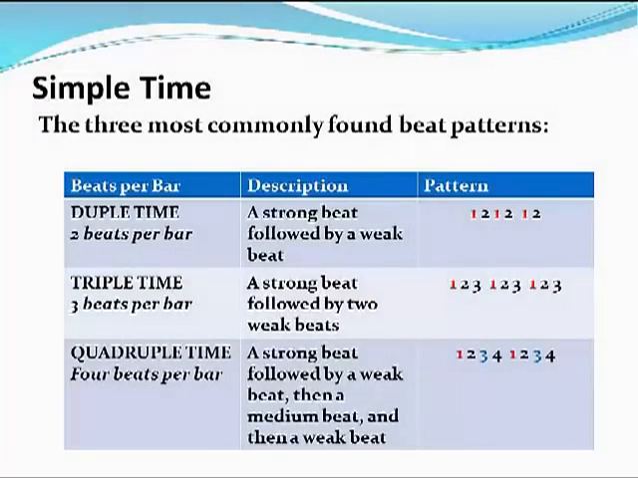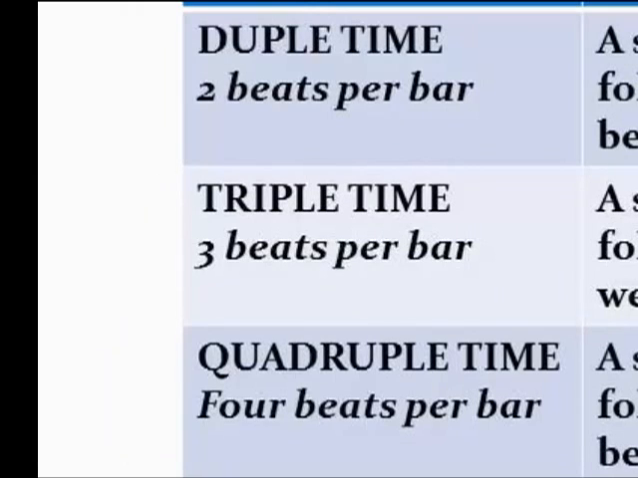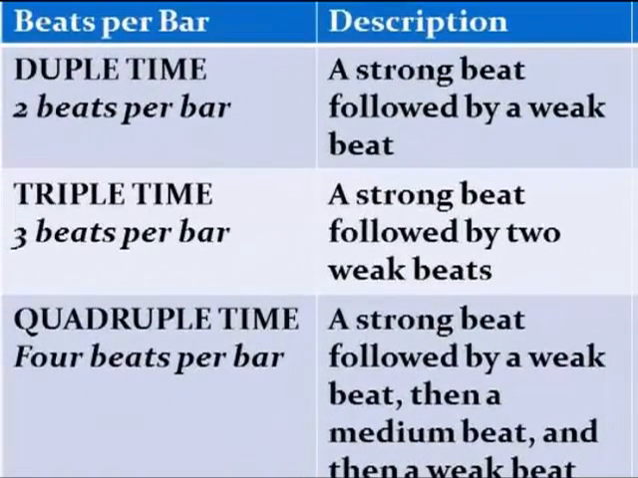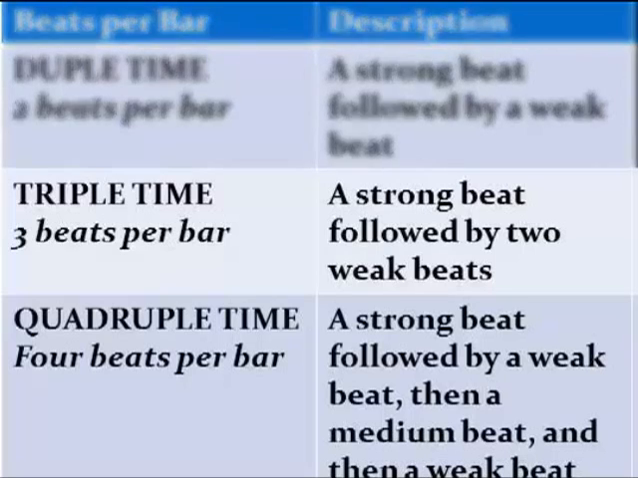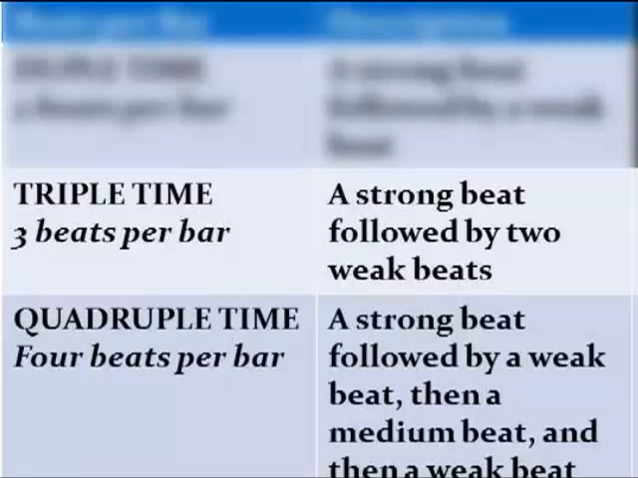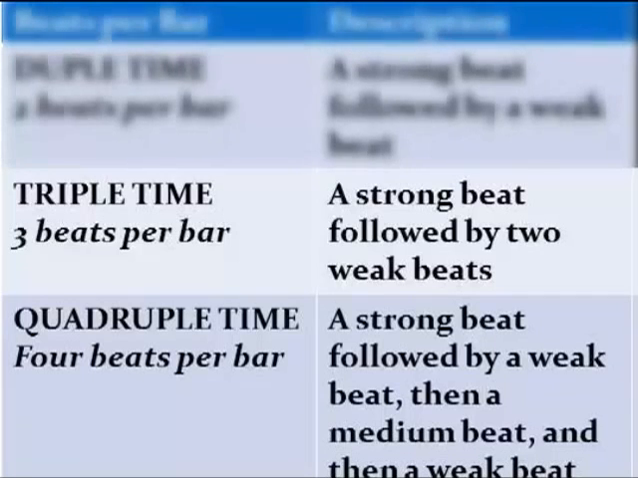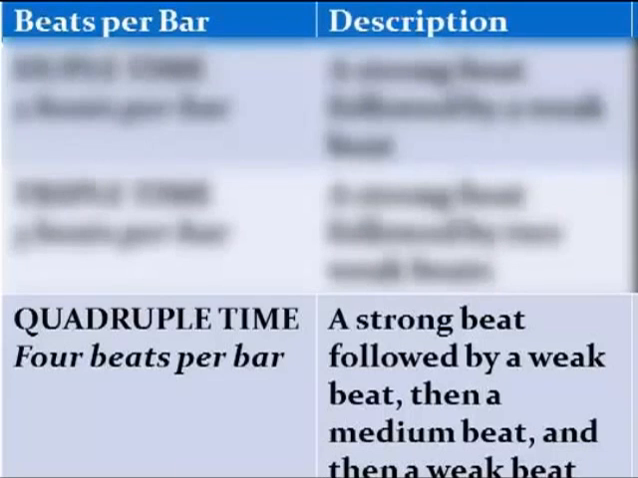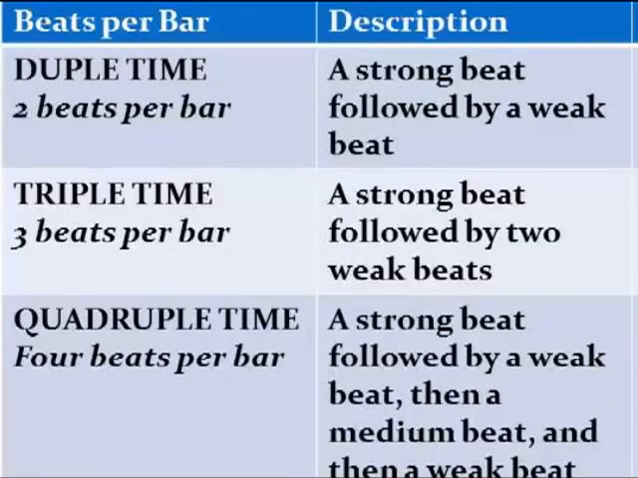In beginning theory, we covered simple time. Remember that in simple time, the top number is either a 2, which is duple, a 3, which is triple, or a 4, which is quadruple. In duple time, we have a strong beat and then a weak beat, and it sounds like this: 1, 2, 1, 2, 1, 2. In triple time, we have strong, weak, weak, strong, weak, weak, strong, weak, weak in each measure. In quadruple time, we have strong, weak, medium, weak, strong, weak, medium, weak in each measure.